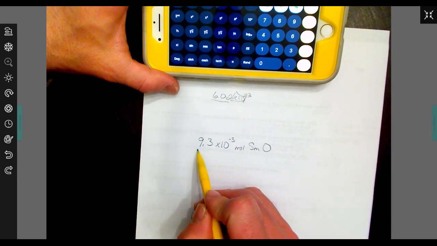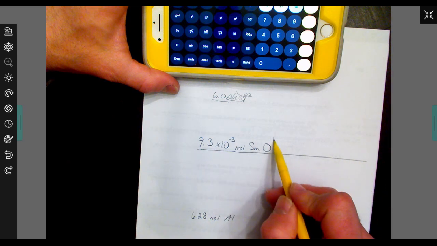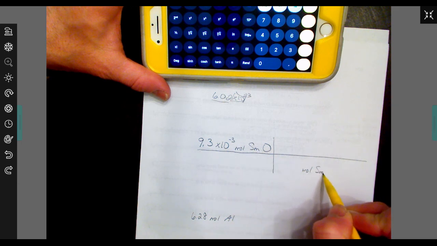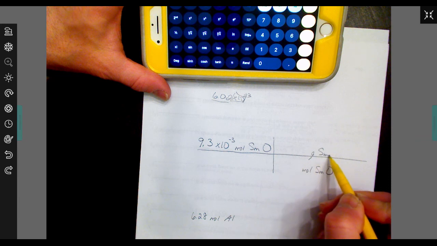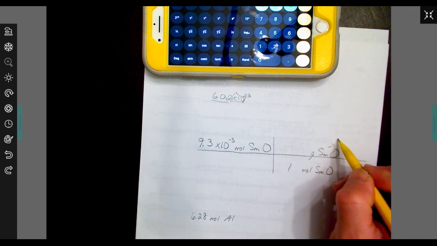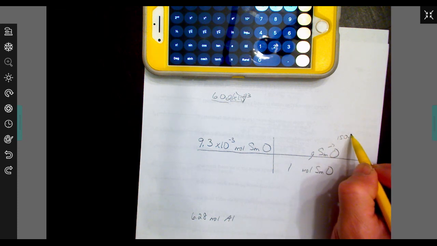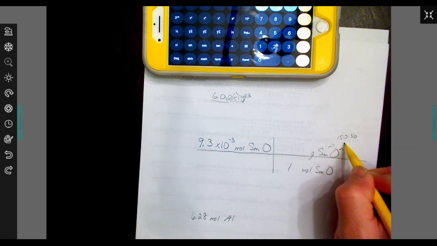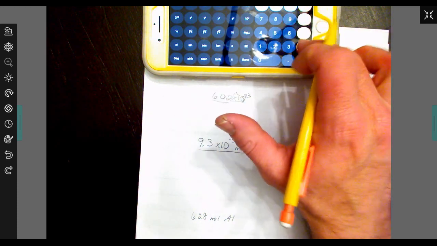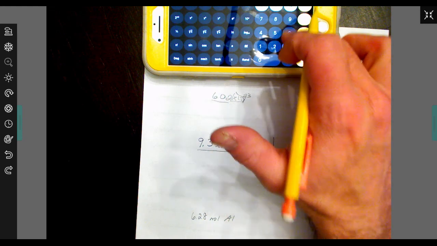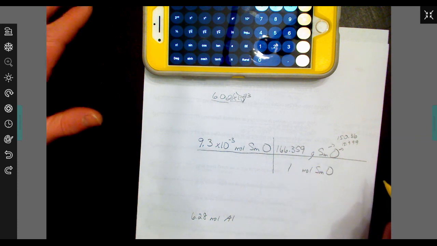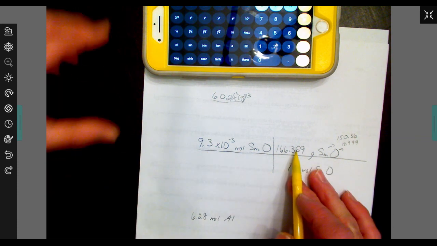This wants us to go to grams. So I'm going to run my T-chart right off of it. And this is mole of SmO. So I'm going to put mole SmO down here. I'm going to go to grams, SmO. Well, it's 1 mole. Grams, Sm is 150.36. And oxygen is 15.999. So 15.999 plus 150.36 is going to equal 166.359. So in this one, I'm just going to multiply straight across.